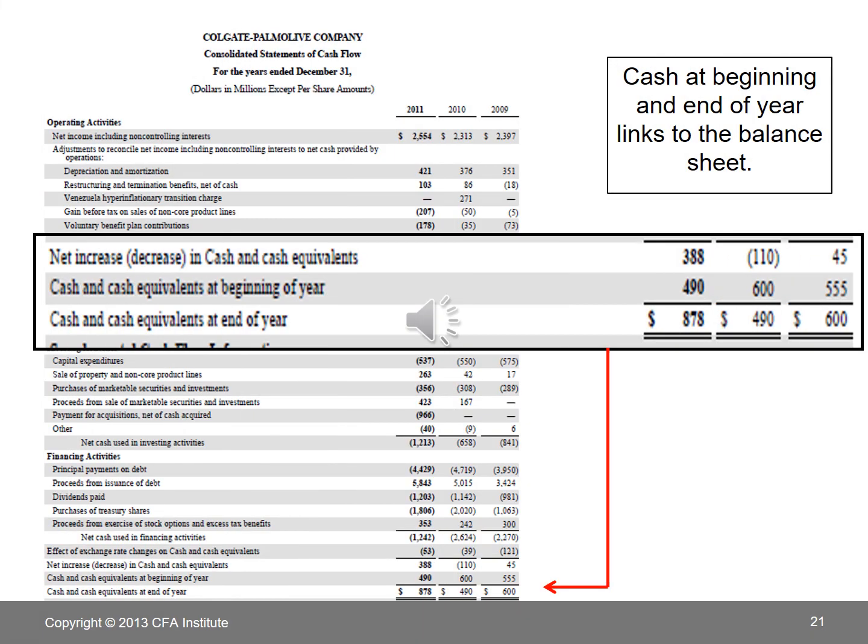Let us quickly recap the Colgate-Palmolive Company's statement of cash flow that we covered at the beginning of this lecture. From this, we want to see how the amount of cash at the beginning and at the end of the year links directly to the balance sheet. So keep the figures and the amounts reflected here in this statement of cash flow in mind when we take a look at the following slide.